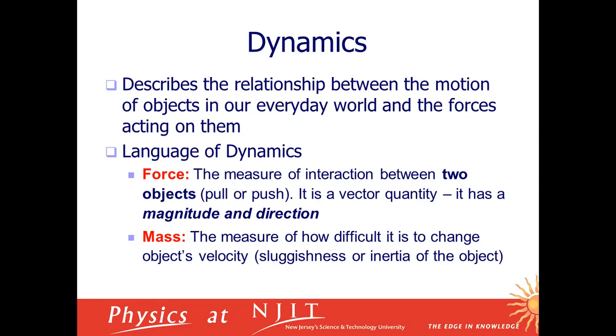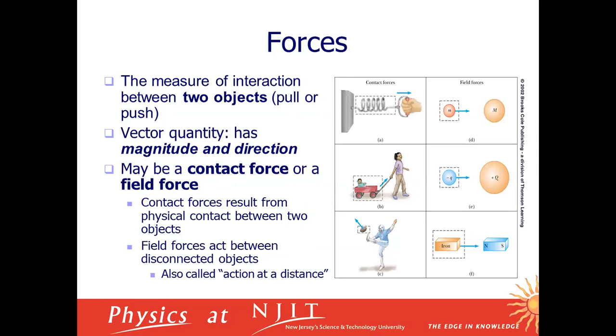Force is a measure of the interaction between two objects, a pull or push. It is a vector quantity. It has a magnitude and direction. Mass measures how difficult it is to change an object's velocity. Forces: the measure of interaction between two objects, a pull or push. Your force is a vector quantity because it has a magnitude and direction.